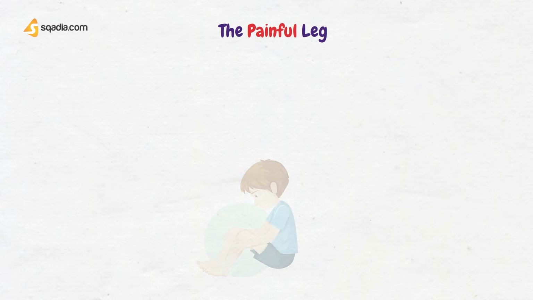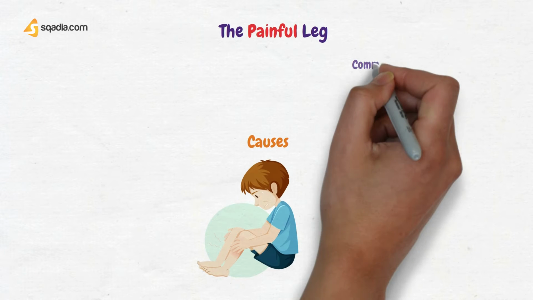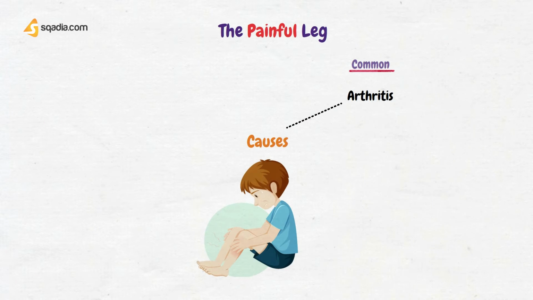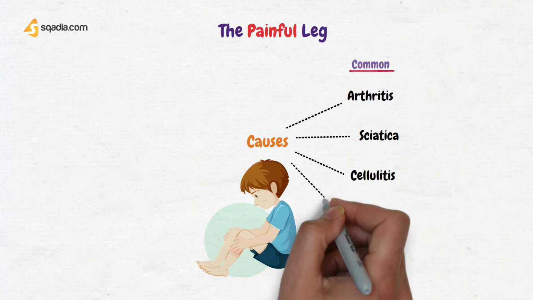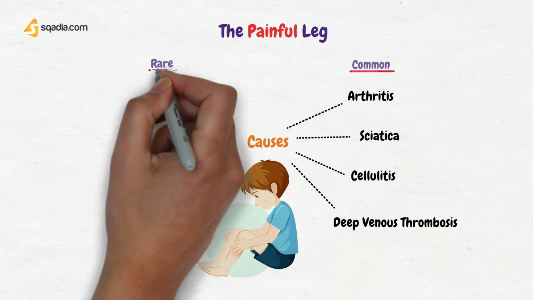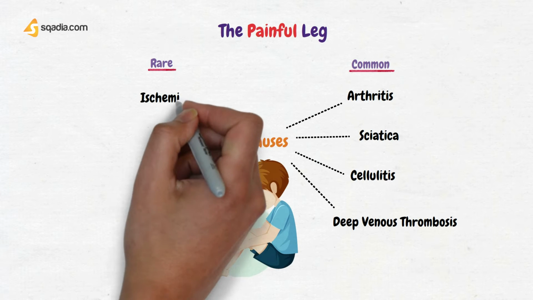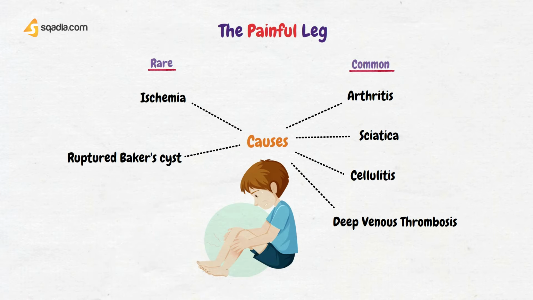In this video, we'll go through causes of pain in the legs. Common causes include arthritis, sciatica, cellulitis, and deep vein thrombosis. Less common causes include ischemia, ruptured Baker's cyst, and malignancy.